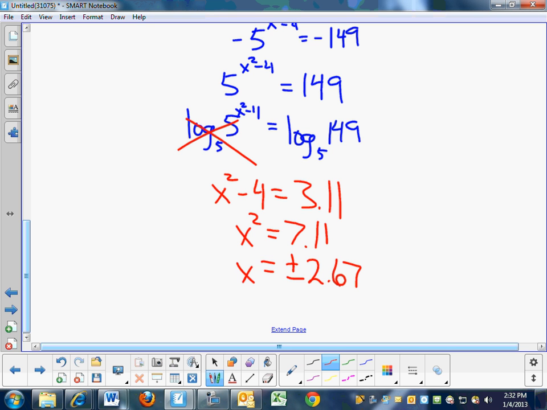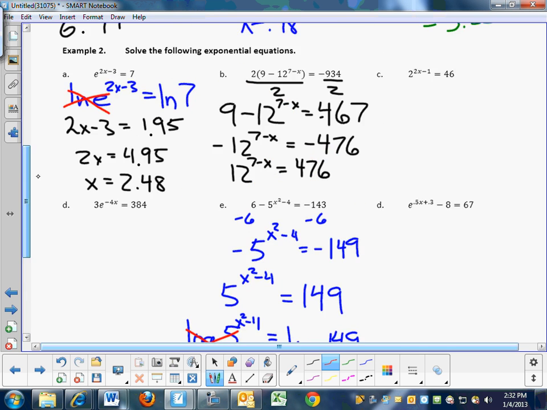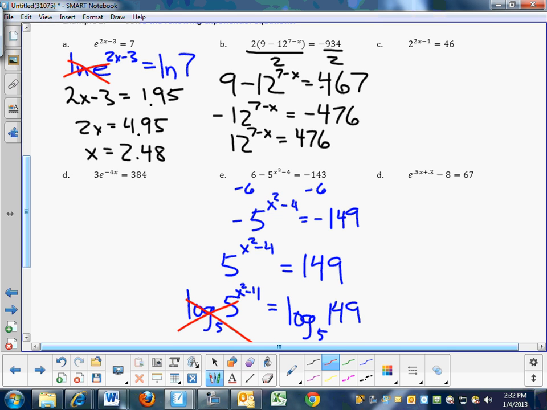Yes? Got it? Why don't you try on your own? C, D, and this says D, it should be F. Please try those. After you do it, I'll give you your assignment. If you need help, I will come around and help you. When you get the answer, put your problem on the board.